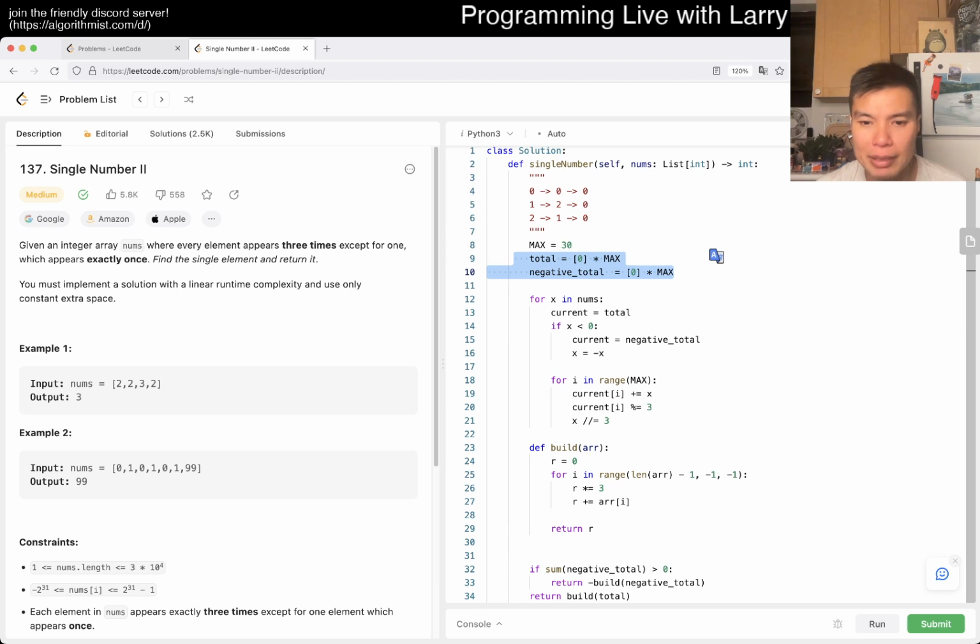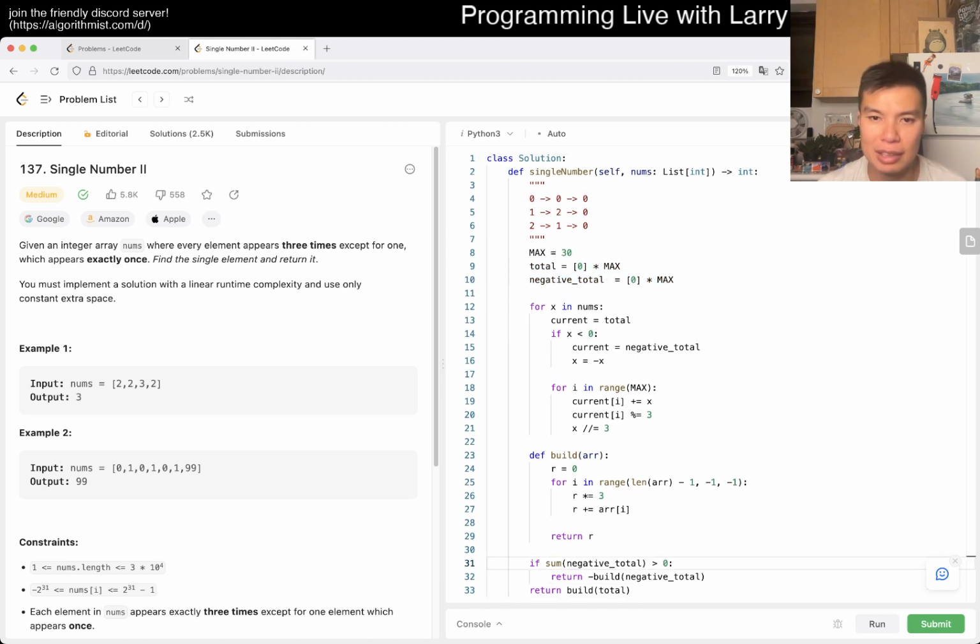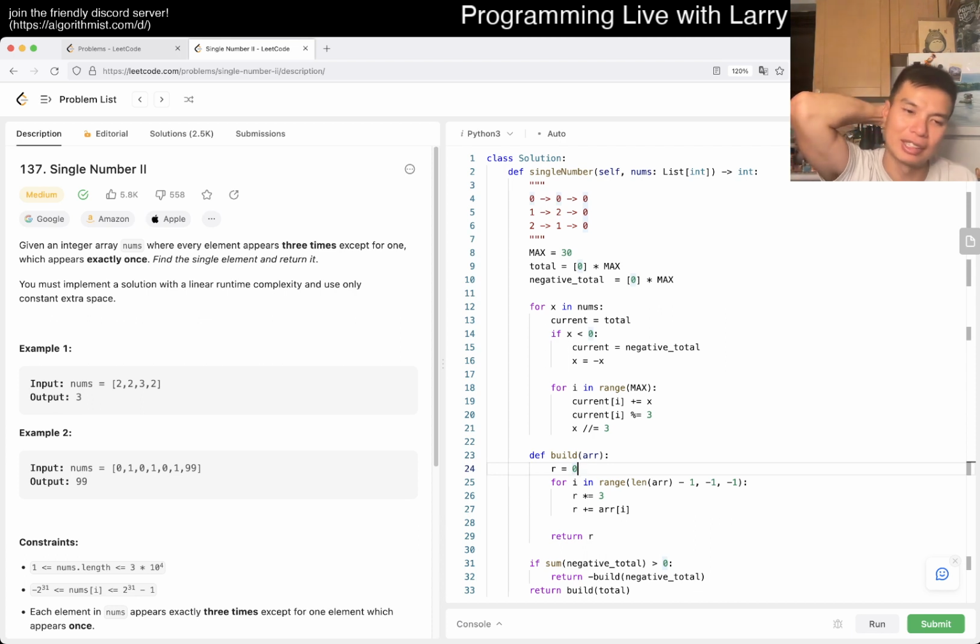Cool. So what is the extra space? We really only use max extra space, which is 30. It doesn't even go up to 30, to be honest. I was just too lazy to do the math. But yeah, this is linear time, constant space. Linear-ish, right? Because it's log of the size of the range of numbers, which I guess is constant, depending on how you want to say it.